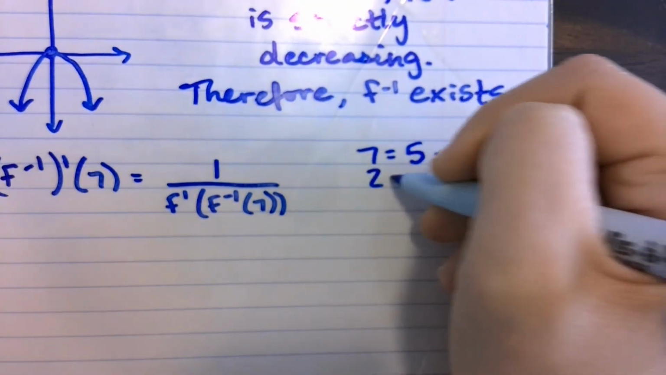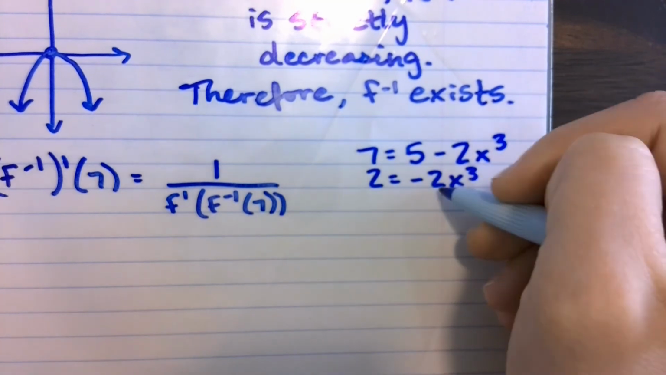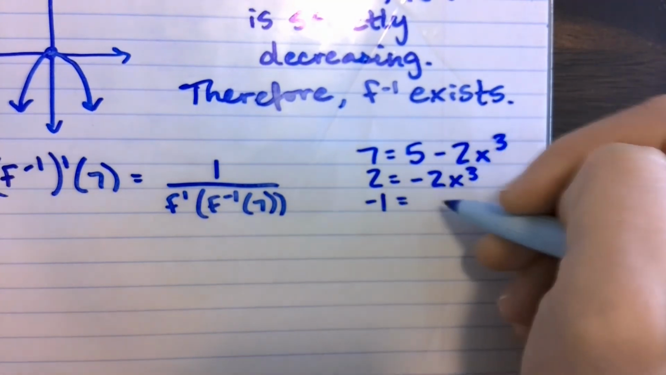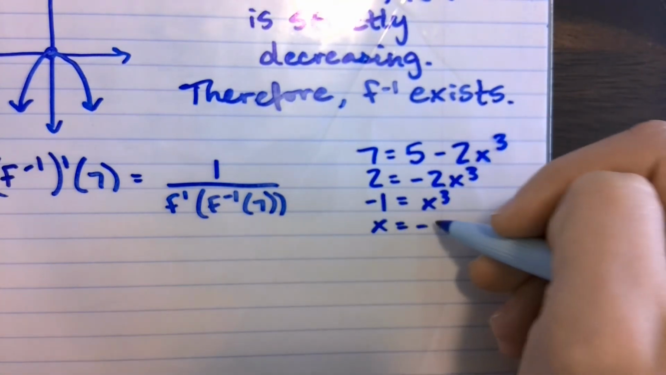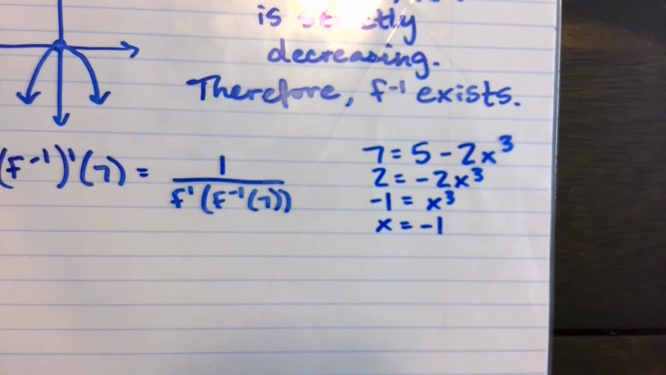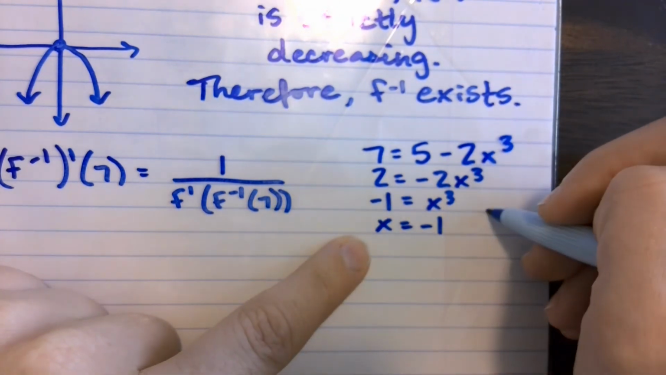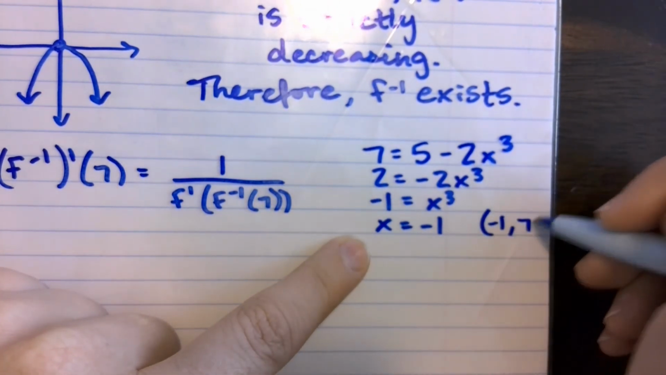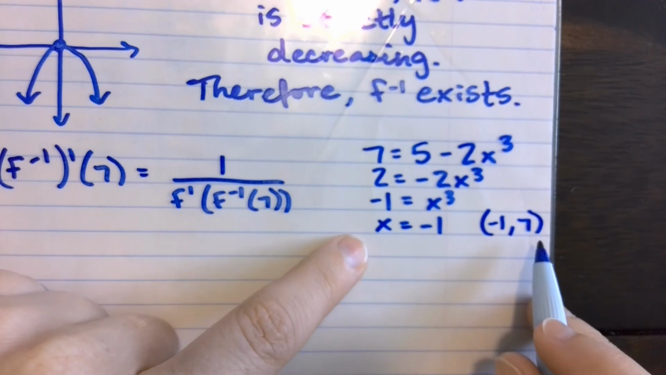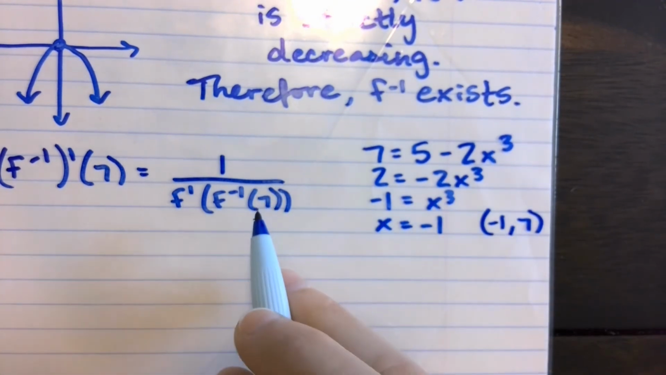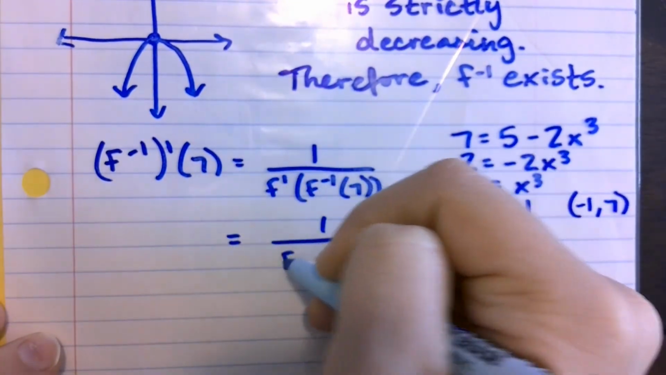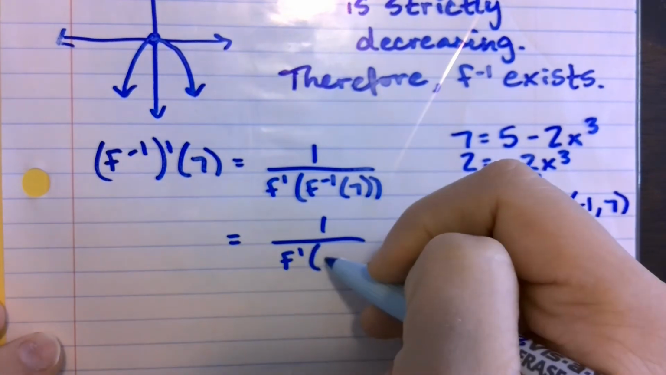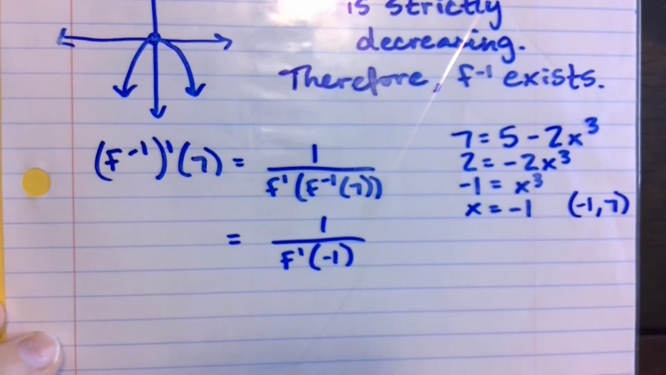And then I'm going to go ahead and solve for whatever my x is here. So subtracting my 5 over, dividing both sides by a -2. And then taking the cube root of both sides, I'm going to end up with -1. So what we've just found is that a point on our original function, so this was f, is (-1, 7), which means that the point on the inverse is (7, -1). Good stuff.